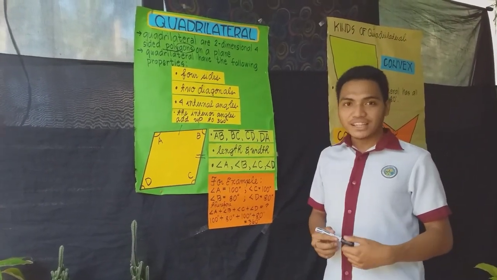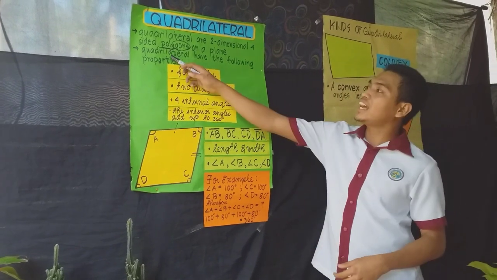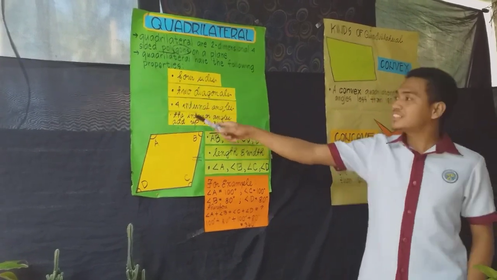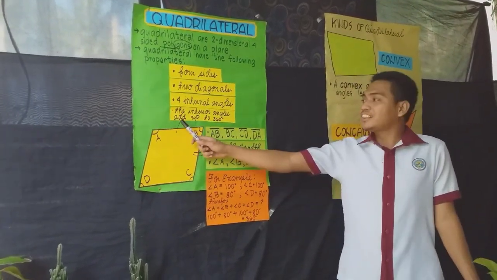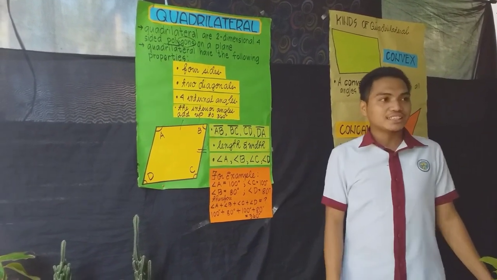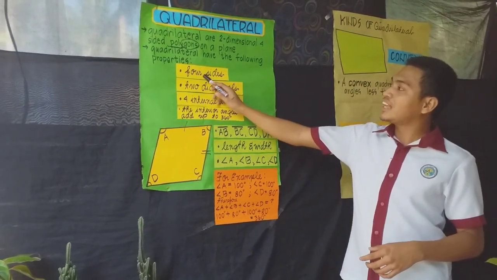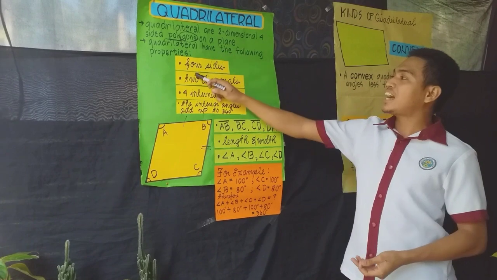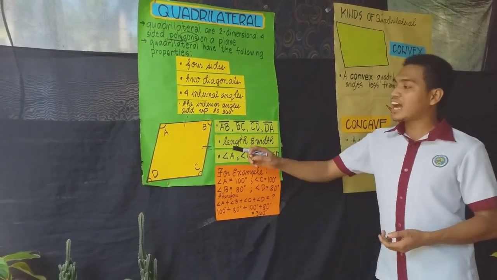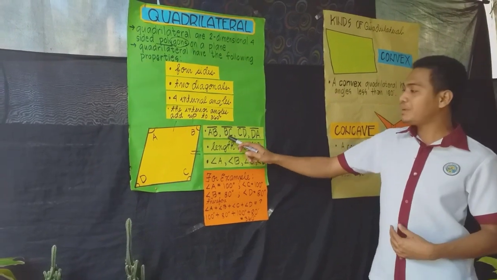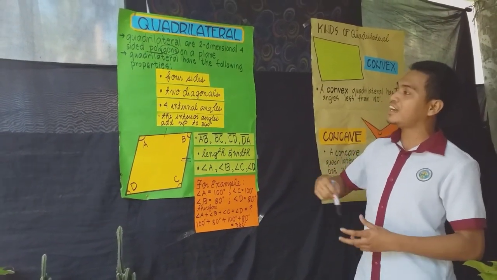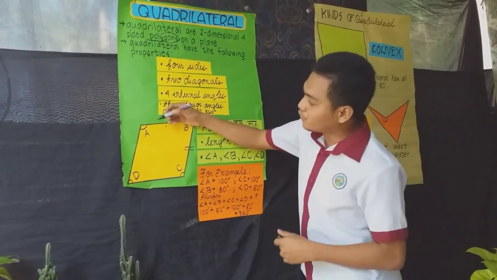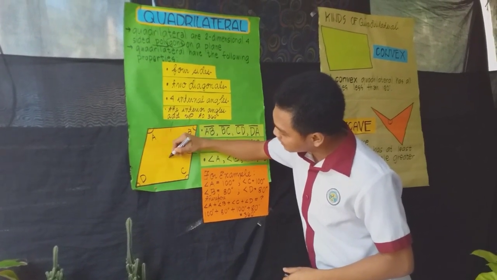Another definition of a quadrilateral: it has the following properties: 4 sides, 2 diagonals, 4 internal angles, and the interior angles add up to 360. As I mentioned, a quadrilateral has 4 sides: side AB, side BC, side CD, and side DA, and 2 diagonals. A quadrilateral can be cut only into 2. This is called the diagonals.